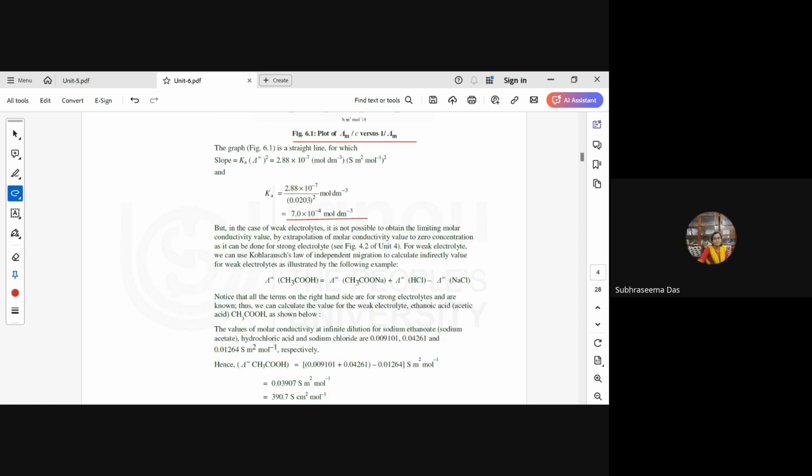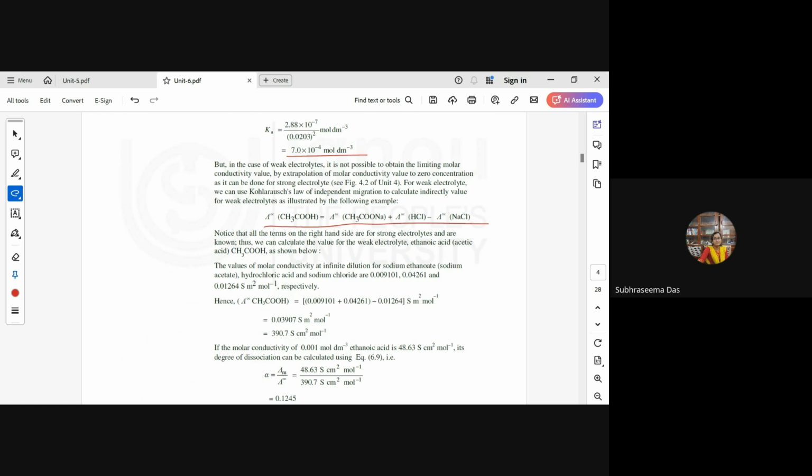But in the case of weak electrolytes, it is not possible to obtain the limiting molar conductivity value by extrapolation of molar conductivity to zero concentration, as is done for a strong electrolyte. So, particularly for weak electrolytes, we use Kohlrausch's law of independent migration, which is given in this equation. All the terms on the right hand side are for strong electrolytes, and thus we can calculate the value for the weak electrolyte, that is acetic acid, from the known values.